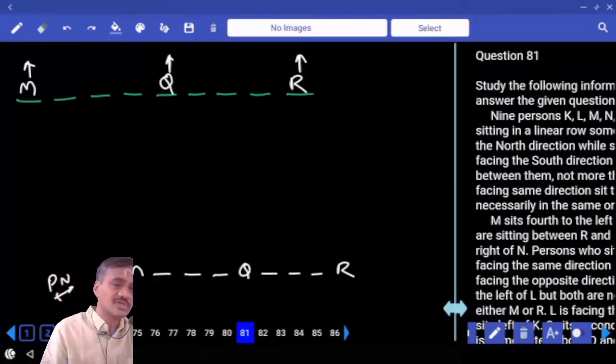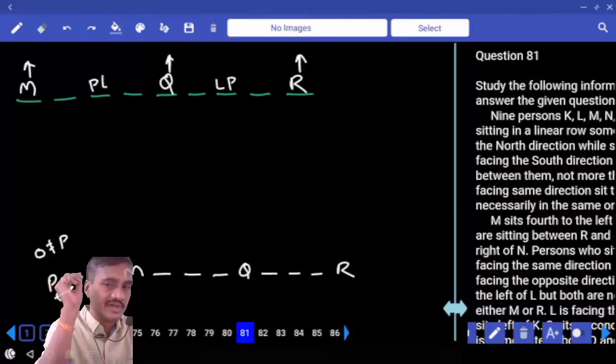O and P are facing opposite directions. P sits 4 to the left of L, but both are not adjacent to either M or R. If P is 1, 2, 3, 4, L, then R, P, R, L, P, R, L. Together, they are neither adjacent to M nor R.